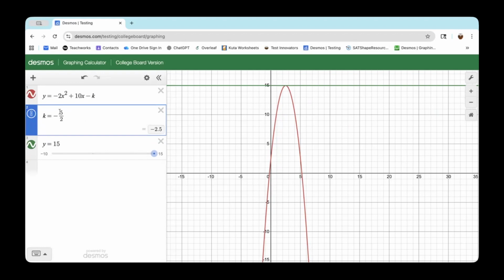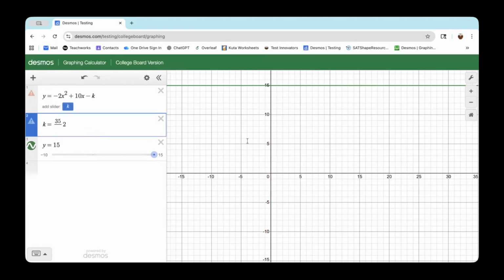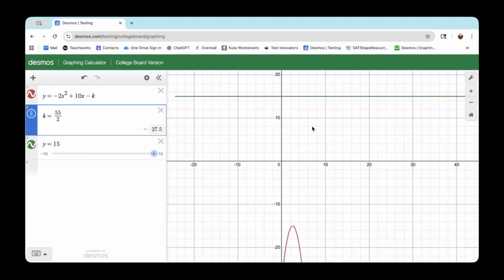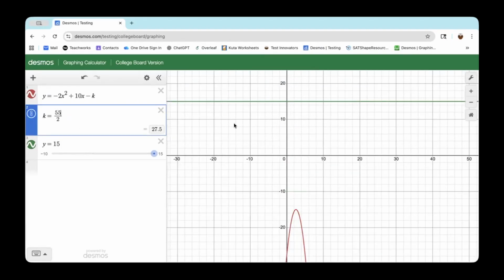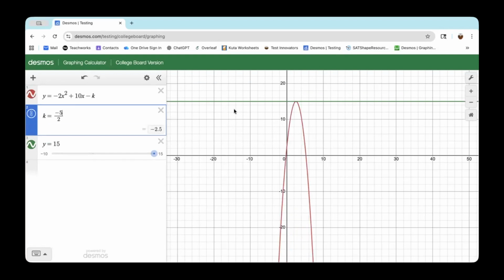Another answer was -15/2, which clearly is wrong because it intersects twice. The other one I think was 35/2, which again is none. And then I think it was 55/2, which is again none. All right, so -5/2, I'll go back to that one, is the one that intersects once. So the answer choice is A.